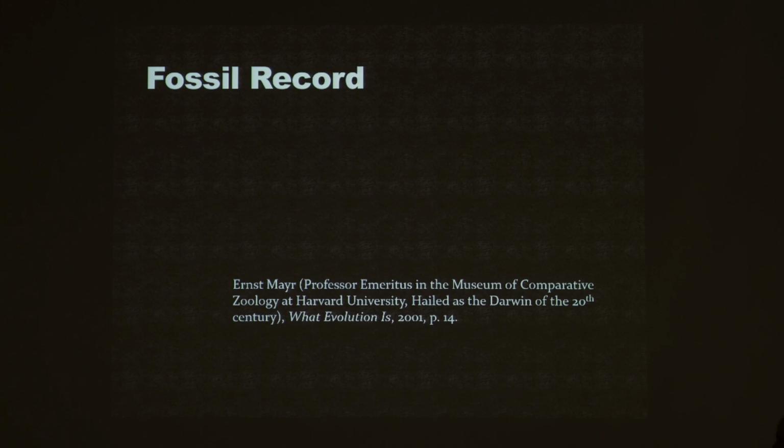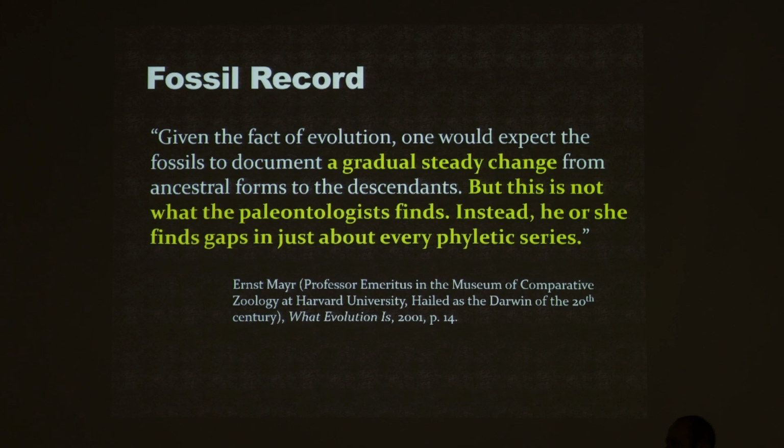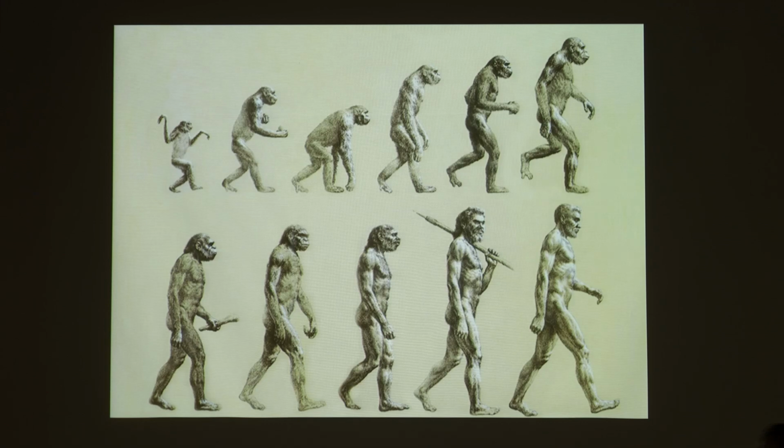None. Ernst Mayr, professor of zoology at Harvard University, says, "Given the fact of evolution," he believes it, "one would expect the fossils to document gradual, steady change from ancestral forms to the descendants. But this is not what the paleontologist finds. Instead, he or she finds gaps in just about every phyletic series."